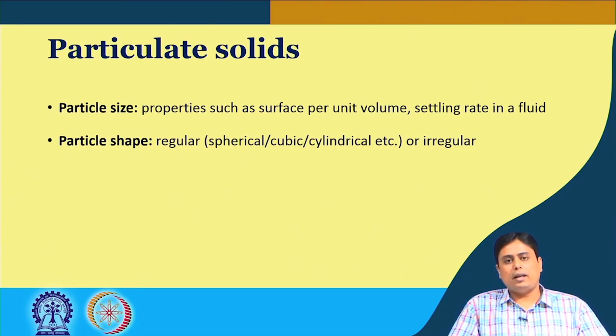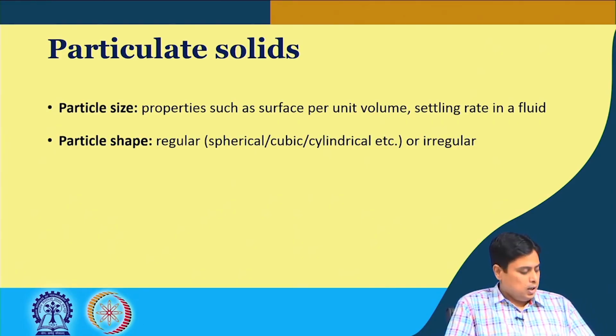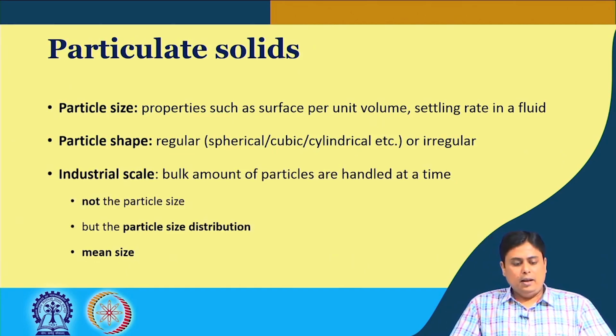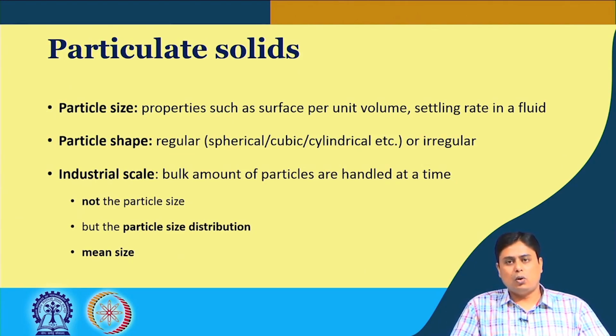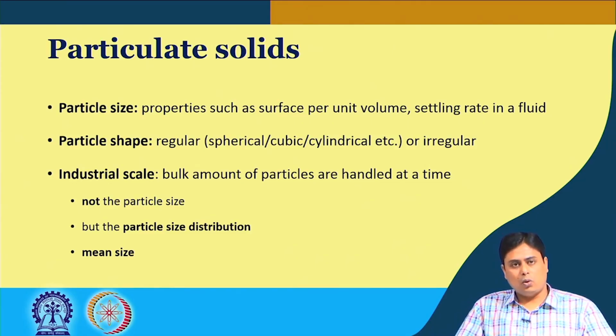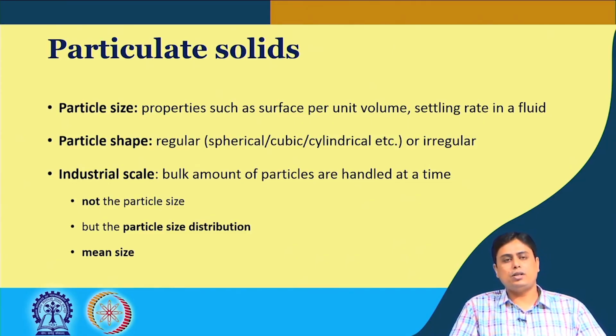But in case of an irregular particle, for example, a broken glass, a broken windshield of a car, if you see those shapes, those are irregular shapes. So, how do you define the size of such particles? In industry scale, bulk amounts of particles are handled at a time. So, how do you define the particle size of that complete system? In that case, determination of the size of a single particle does not help you. What helps is the particle size distribution.